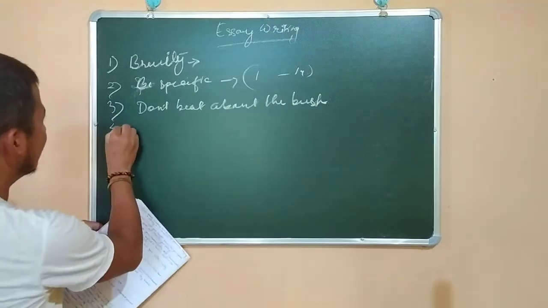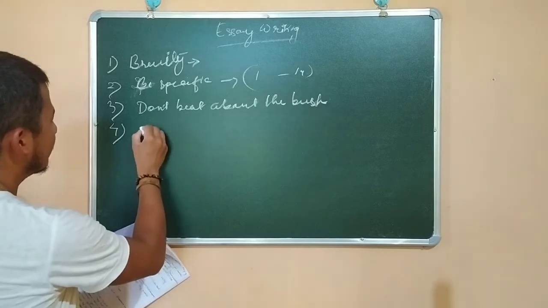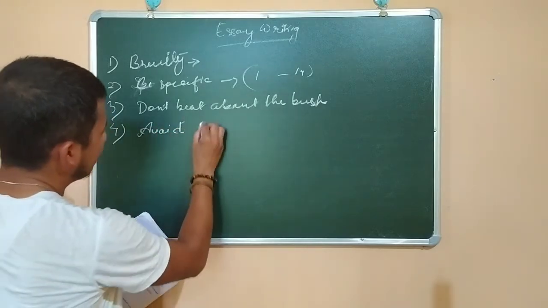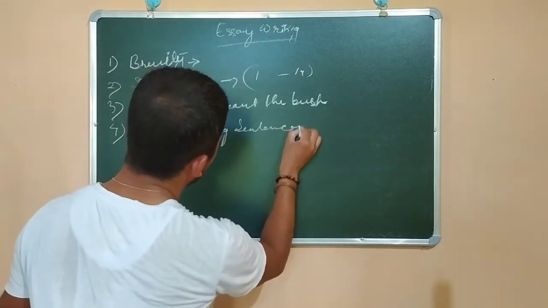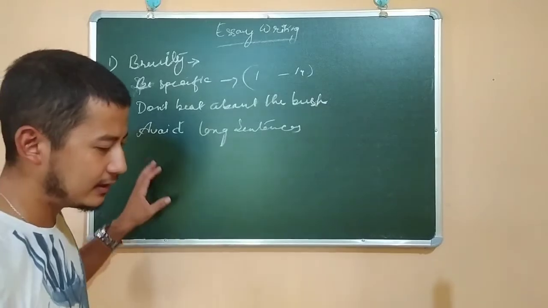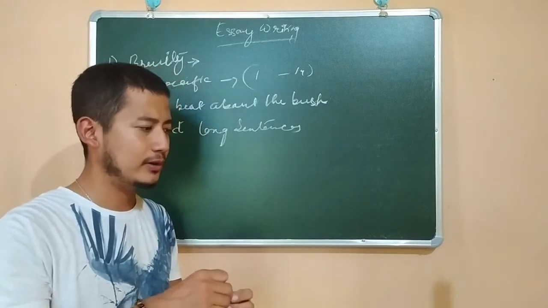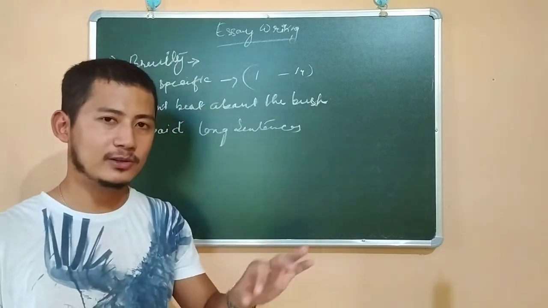Number 4 essential is to avoid long sentences. Generally we lawyers write a single sentence comprising 4 or 5 lines. Do not do that.